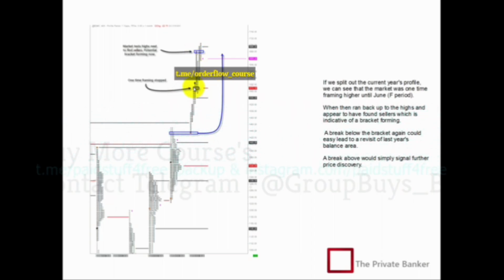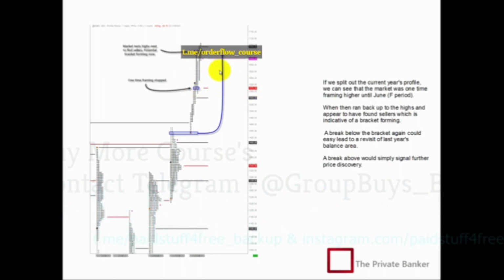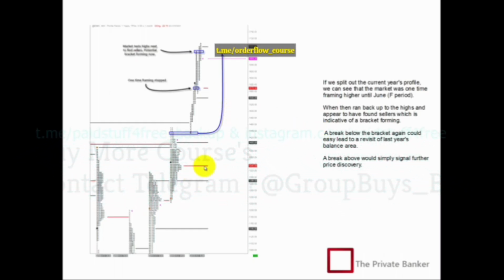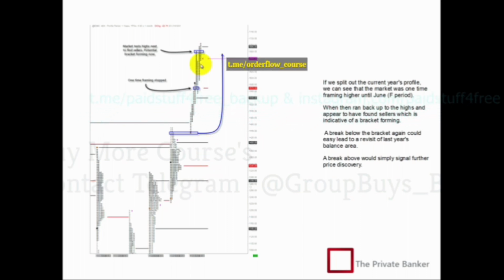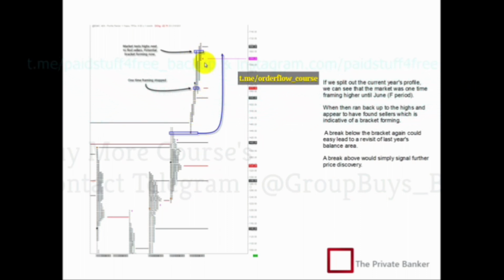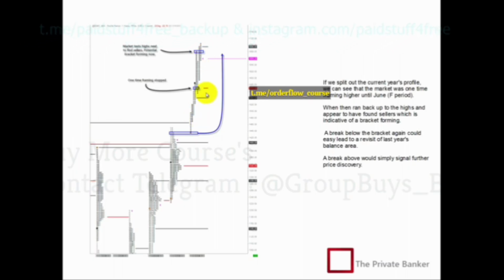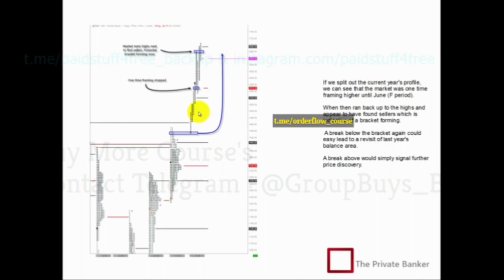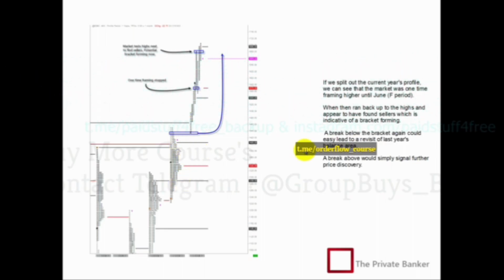So the bracket low would have been somewhere around the point of control, and the bracket high would most likely have been somewhere in this upper area here. And of course a break below the bracket would take the market back into the previous balance area most likely. If there's rejection here, we could fill in more of this TPO, or this short time spent at these levels, but a major rejection of that could easily make the market migrate back into this range here. And of course, a break above the bracket would simply signal further price discovery.